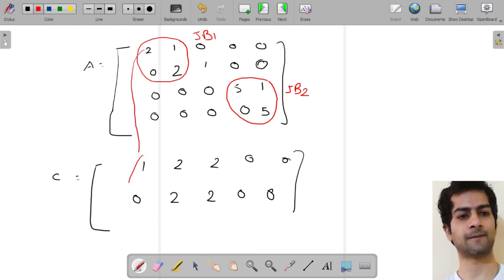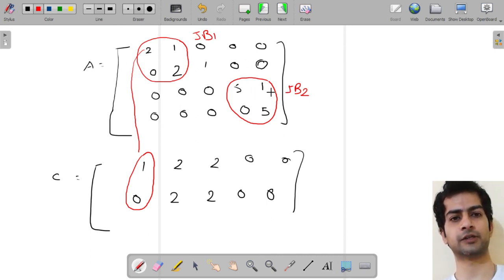of matrix C. It is not zero. All the elements of column C are non-zero. So it is observable for JB1. Now referring to JB2, see the first row of JB2 is this third row. Third row is becoming the first row of JB2.